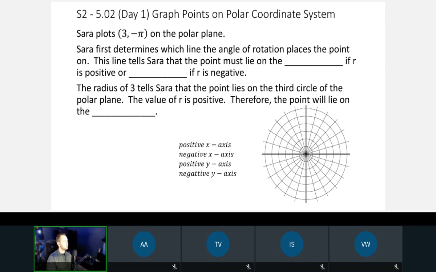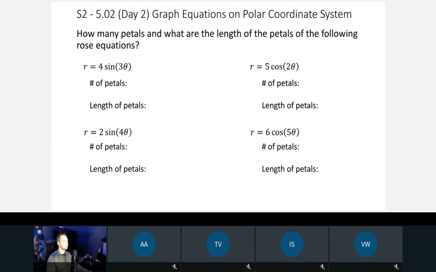All right, this one, make sure you watch the recording. This is kind of a long one. Petals. This is pretty simple. The amplitude represents the petal length. If it's odd, that is the number of petals. If it is even, you have to double it. Right, Emily?